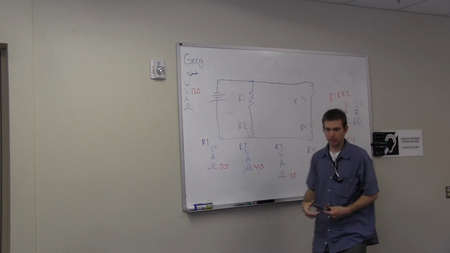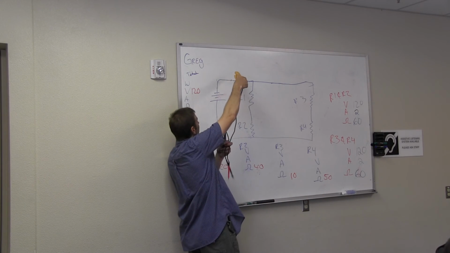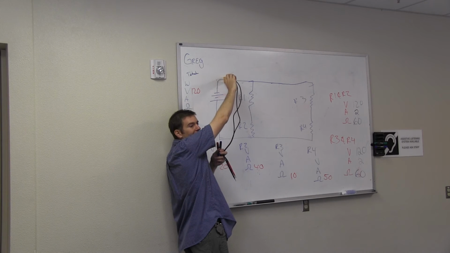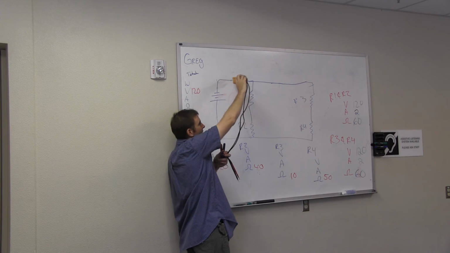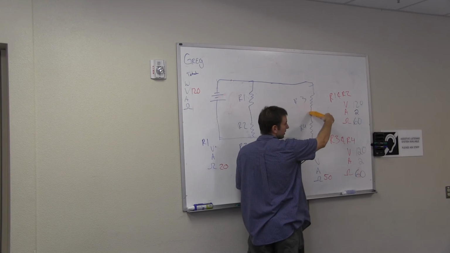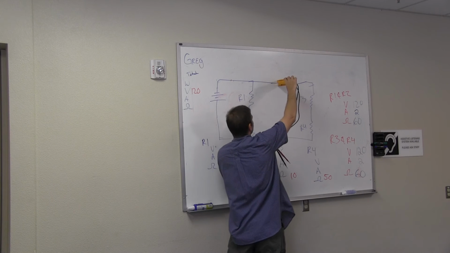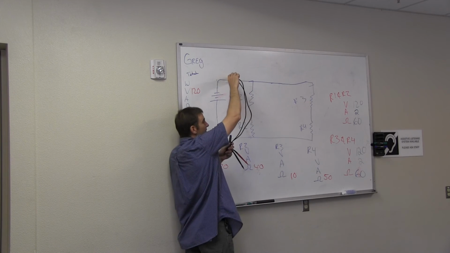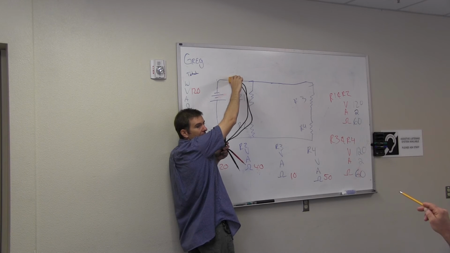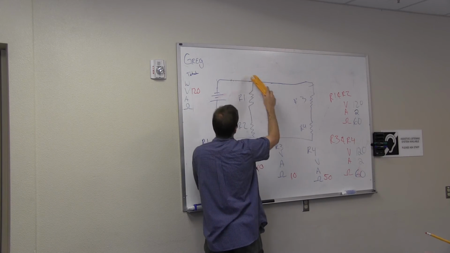So if I put my amp probe, now let's make it tricky. If I put my amp probe here, how many amps am I going to have? 2. Alright, so far you guys are wrong. If I put my amp probe here, I have 2 amps. Here, 2 amps. Here, 2 amps. But if I put my amp probe here, I have 4. 2 and 2 equal 4.